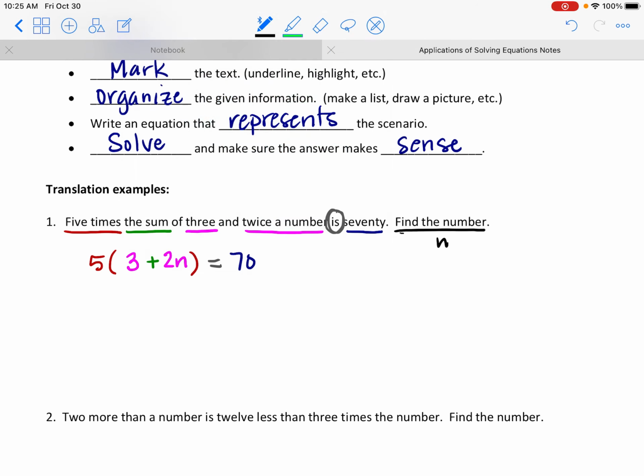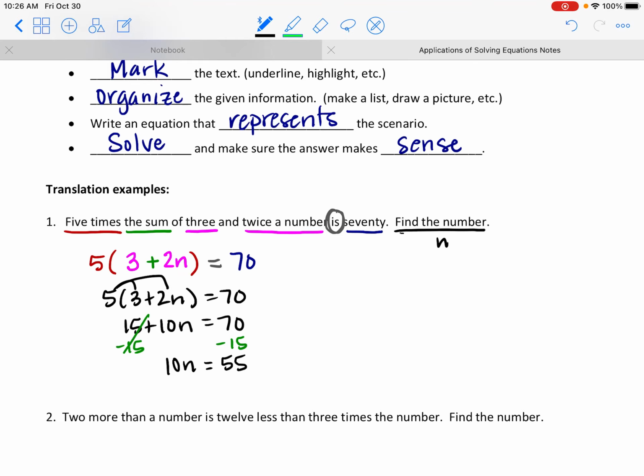So from here, let me just write this all in one color. We want to simplify on the left here, so we can distribute the 5. That's going to give me 15 plus 10n equal to 70. And now I can get n by itself. So I'm going to subtract 15 from both sides. That cancels that out. And now I'm left with 10n on this side equal to 70 minus 15, which is going to give me 55. And then to get rid of times 10, I'm going to divide both sides by 10.